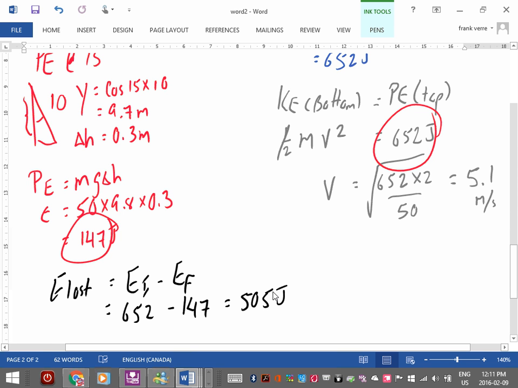Into the wall, generating heat, generating sound. So it's not really lost. It's just been converted into some other form. That's how you would do a wrecking ball scenario. That's how you would calculate potential energy, kinetic energy, and speed. Very, very basic stuff.